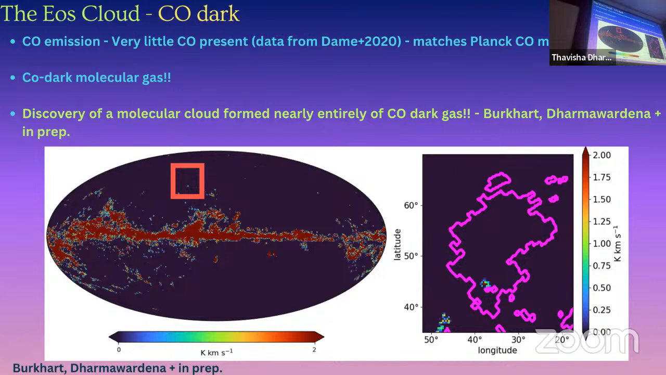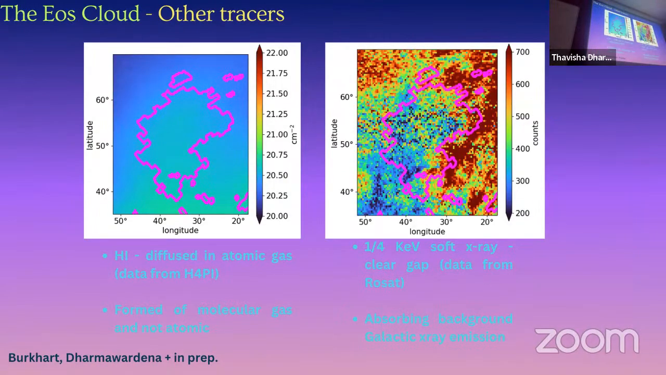So we have a CO dark molecular gas cloud here. And it's probably one of the largest CO dark molecular clouds that's been found, if not the largest. We're not very sure about that, so we're digging into that. That's completely void of CO gas. And we looked at a bunch of other traces as well. So in H1, it's diffused. So we know it's molecular gas.